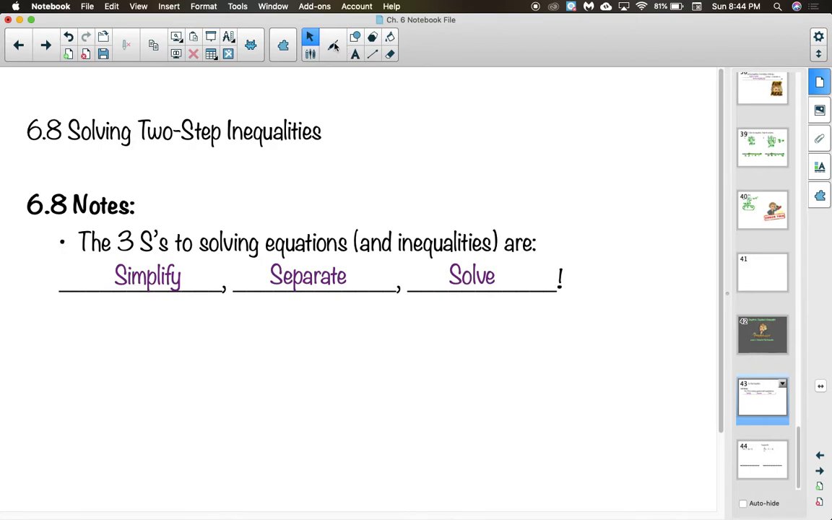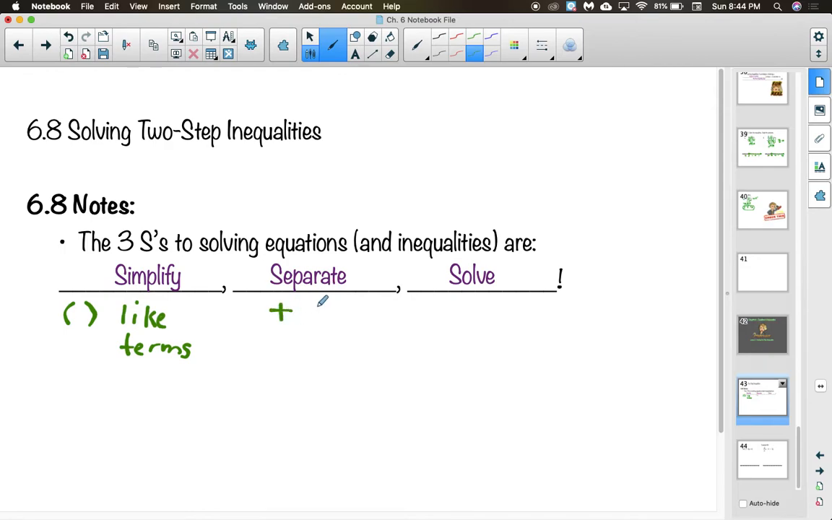During the simplify step, we are just looking for parentheses and we are looking for like terms. And if we see any of those, then we have to get rid of them, right? So look for parentheses, look for like terms. During the separate step, this is when we get the constant terms on one side, the variable terms on the other side. So we're using addition, subtraction only at this time. And solving is when we've got one of those tiny little baby equations, and this is when we need to just isolate the variable. So we're going to be using multiplication or division only in this last step.